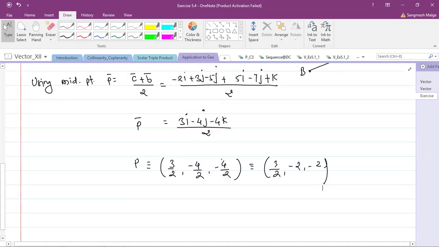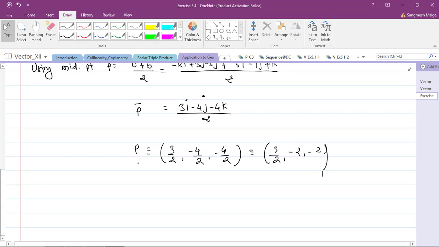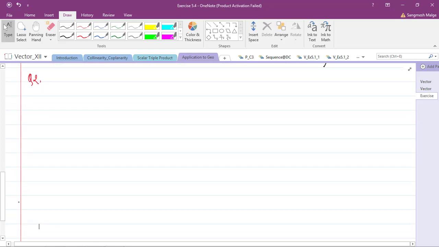Very simple. Okay, let's see the next one. Question number 2. Again the same concept. It is the same kind of question on the centroid.